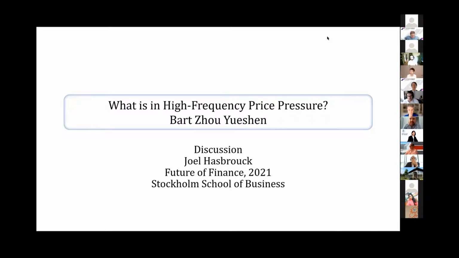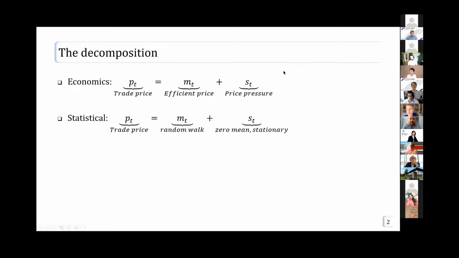So the object of economic interest here is a decomposition. And the economics of the decomposition take the trade price and break it up into this pure efficient price, the fundamental value, if you will, and the other component, the price pressure or pricing error or pricing discrepancy. Here, we're going to stick with price pressure. And to give statistical content to this decomposition, the efficient price we assume is going to follow a random walk, and the price pressure is zero mean and stationary, so far very standard.